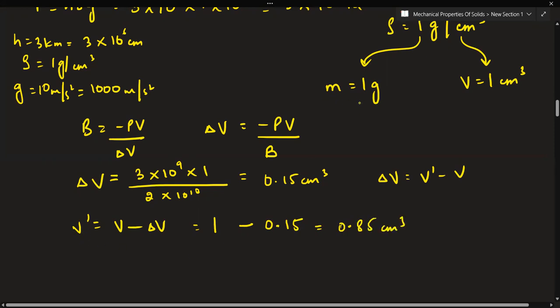Now see, mass is 1 gram. Final volume is 0.85. Can we find out the final density that was demanded by the question? Mass you have, and now you have the final volume, so it would be mass divided by the final volume. Mass is 1 and final volume is 0.85. So this would be gram per centimeter cube. Understood? Okay, just note this.